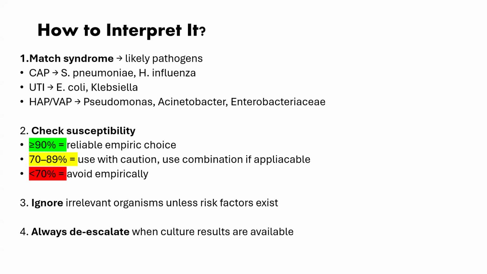We usually choose the antimicrobial that is more than 90%. Those are reliable choices. From 70 to 89%, we usually use them with caution, and maybe we can use them in combination in order to improve the susceptibility. And we usually avoid antimicrobials that are less than 70%. Ignore any irrelevant organism unless there are risk factors. I will discuss this with you in the upcoming lecture, inshallah.